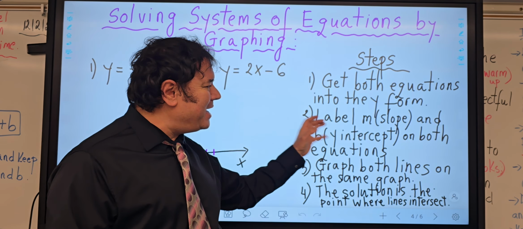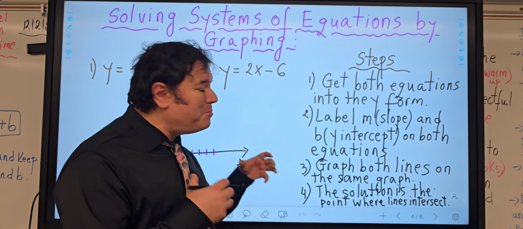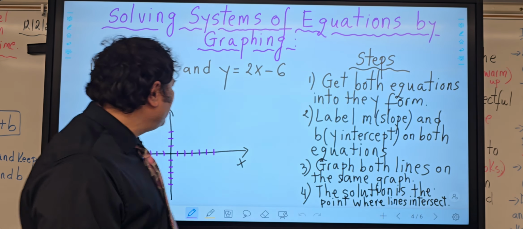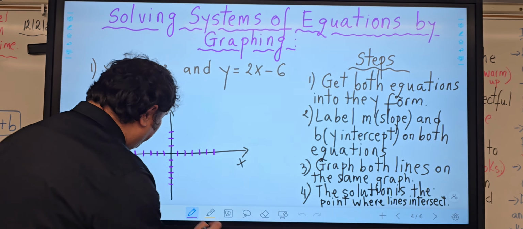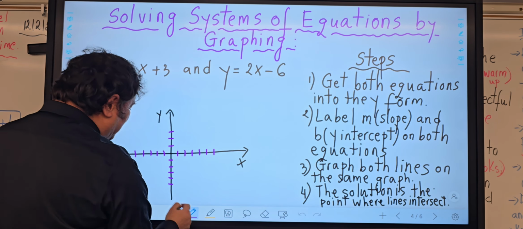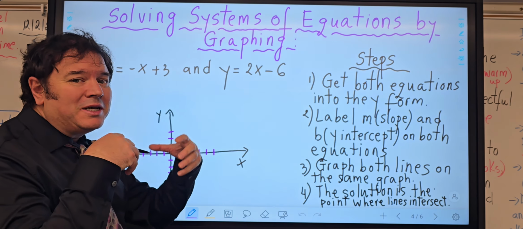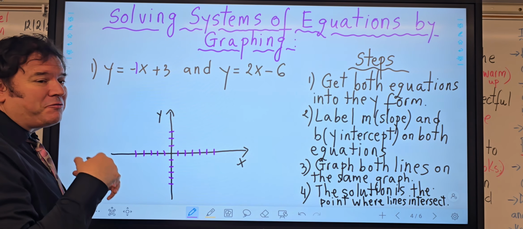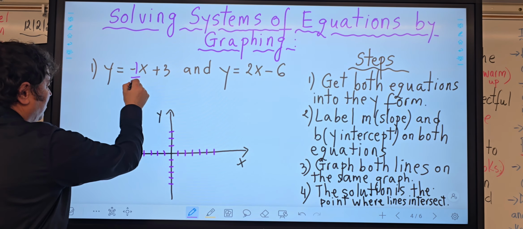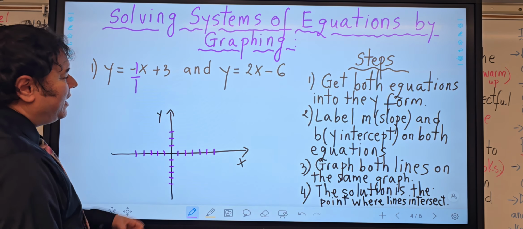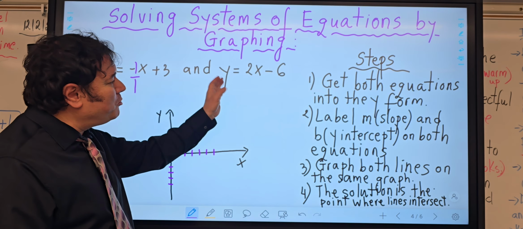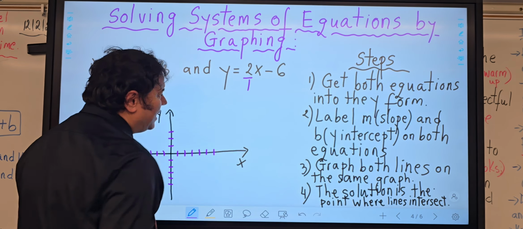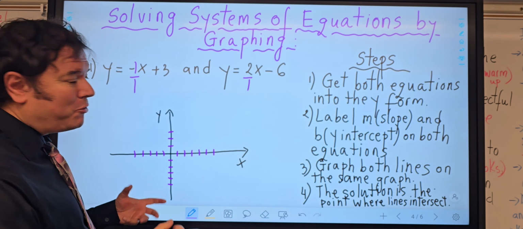Now we are going to label the m, the slope, and the b, the y-intercept, in both equations. Let's do that. But you also have to remember that if x does not have a number, we are going to put the invisible 1 in front of x. And remember, we need to have a fraction, rise over run. So let's put another 1 underneath here. And for the second equation, we are going to put a 1 under the 2 because we need a fraction for the slope. And let's label the m and the b in both equations.